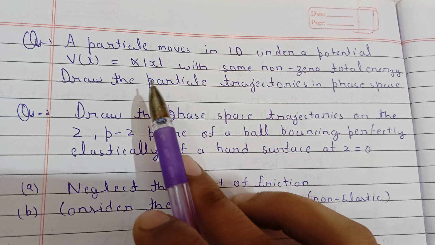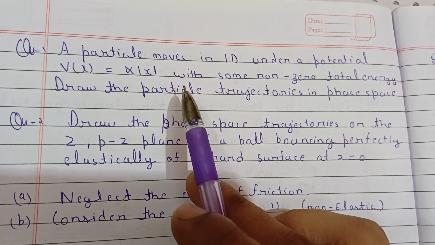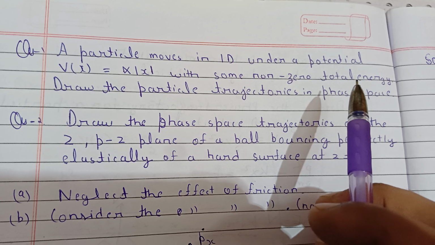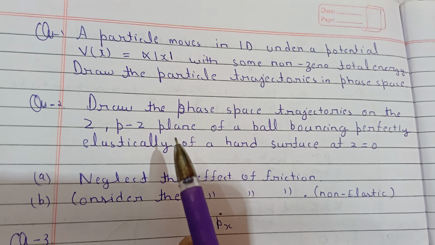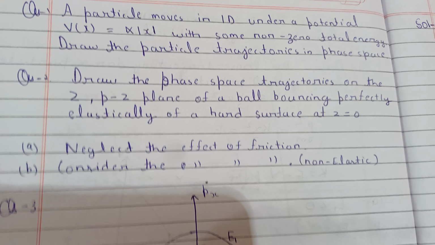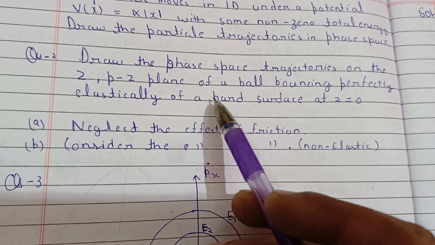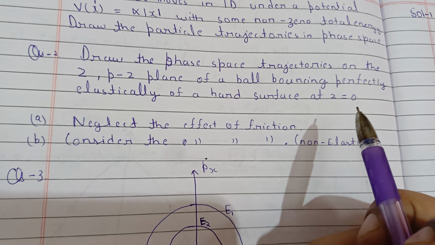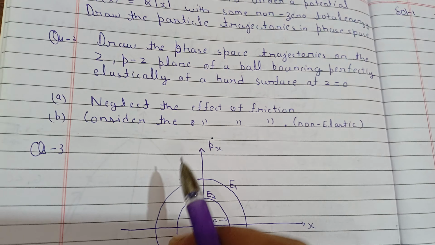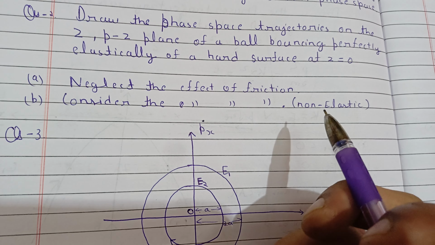So write these questions. A particle moves in 1D under a potential V(x) equal to alpha mod x, with some non-zero total energy. Draw the particle trajectories in phase space. Now the second question is, draw the phase space trajectories on the pz plane of a ball bouncing perfectly elastically off a hard surface at z equal to 0. In case A, neglect the effect of friction. In case B, consider the effect of friction, that is, non-elastic.